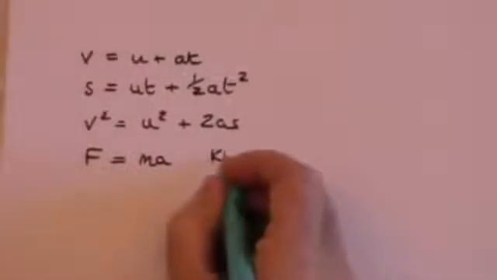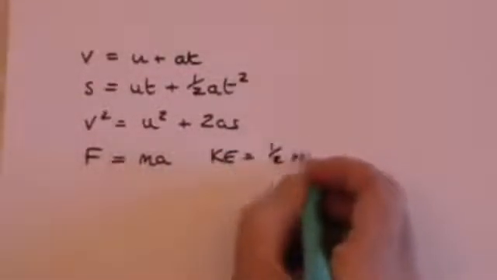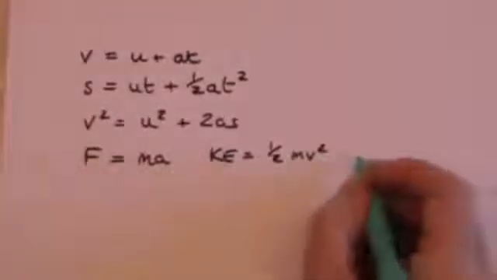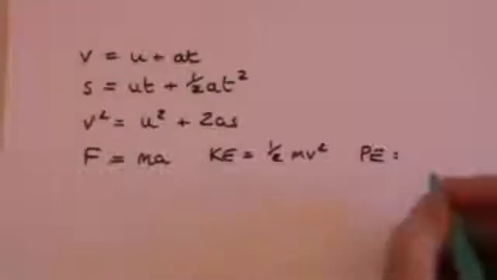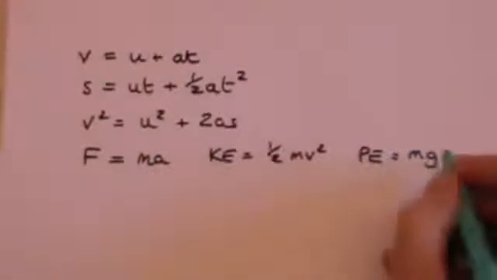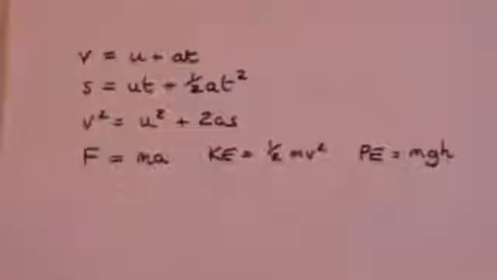Kinetic energy is half mv squared, and the potential energy, well, that depends where the potential is, but for example, if you're talking about near Earth gravitational potential energy, you would represent that as mgh, where h would be the distance above the surface of the Earth.